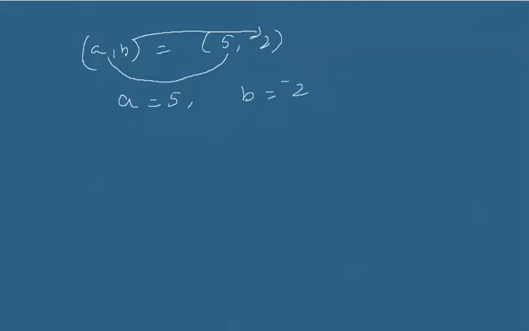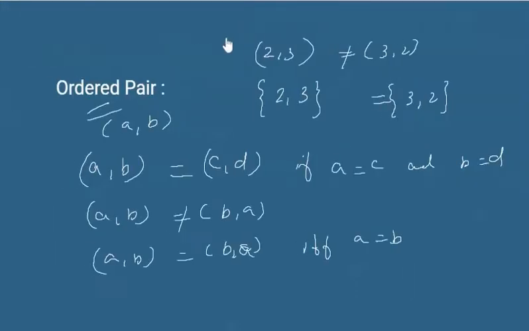And as I told you, two ordered pairs AB and CD are equal only if A is equal to C and B is equal to D, and AB is never equal to BA, I mean AB is not equal to BA, and AB is equal to BA if and only if A is equal to B. So I think it is very clear. An ordered pair is a collection of two objects separated with a comma and enclosed within brackets.